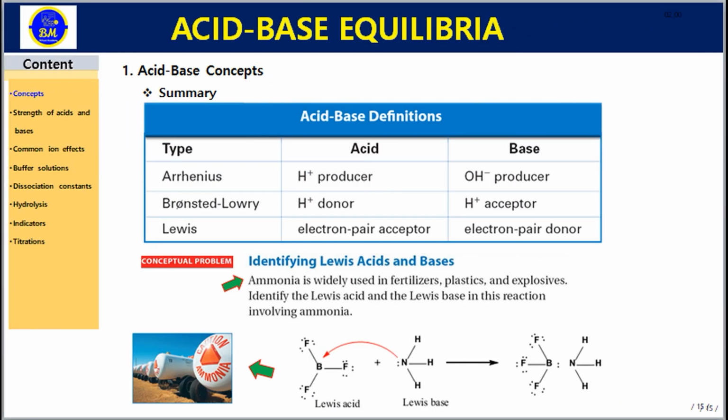So this is the summary of the concepts in general. So as you can see from this table, what is the main difference between these three different concepts and how can we define acid and base based on these three different concepts?